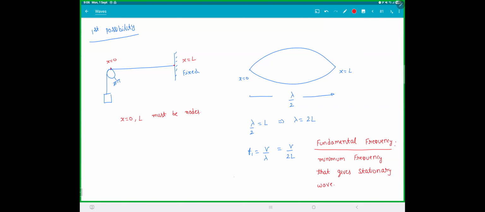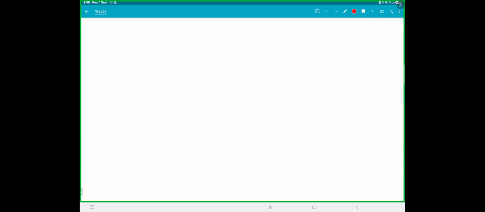This is also called the first harmonic. We will talk about that in the next page. This is your first possibility. What is the second possibility? Again, remember, the only condition I have is to make sure the two things on the edges are not moving.